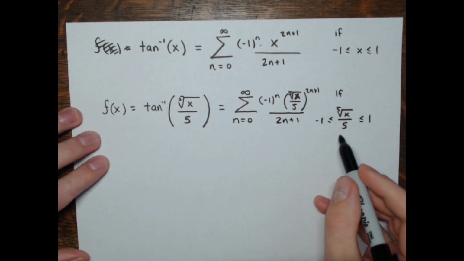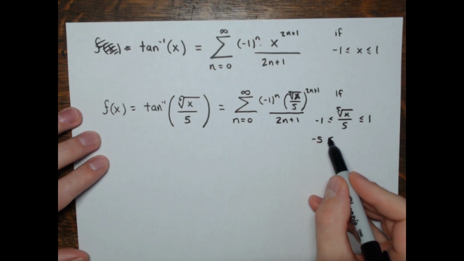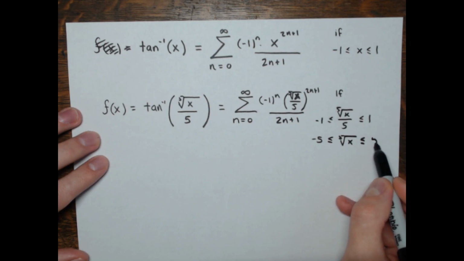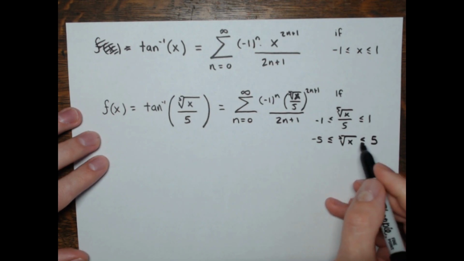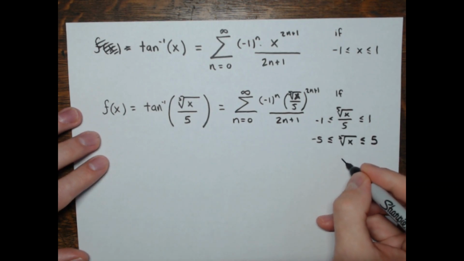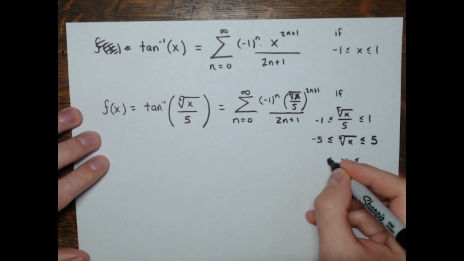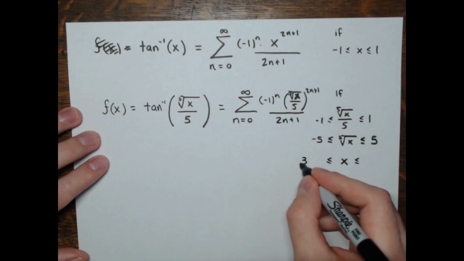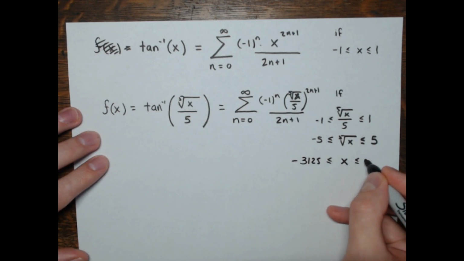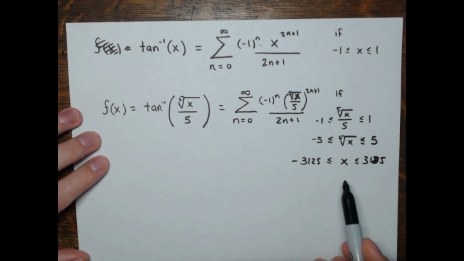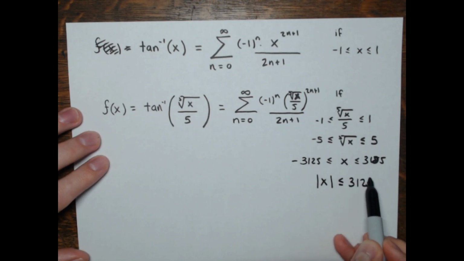And then I multiply by 5 here. So the 5th root of x would have to be between -5 and +5. And then raise everything to the 5th power to undo that 5th root there. Now 5 to the 5th is 3,125. So the absolute value of x here has to be less than or equal to 3,125, right?